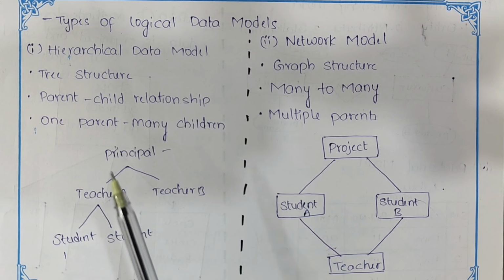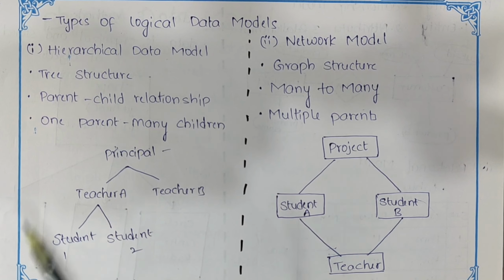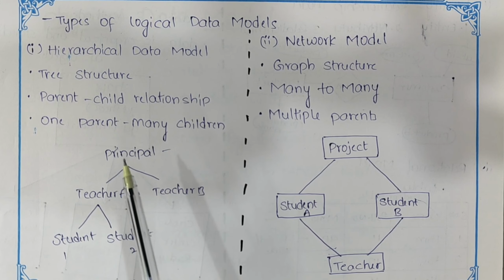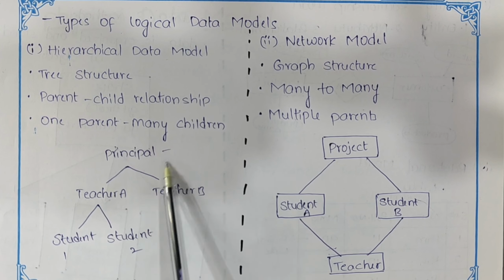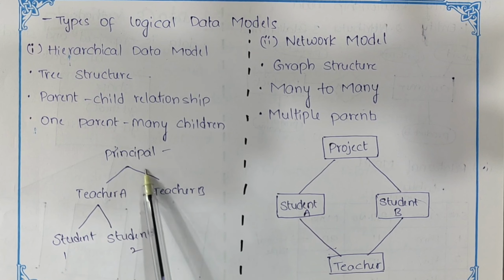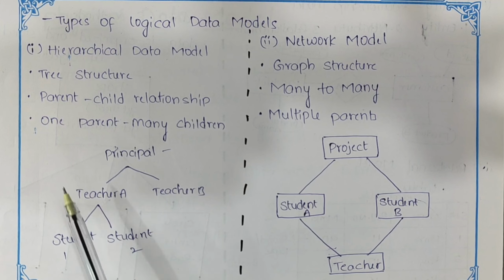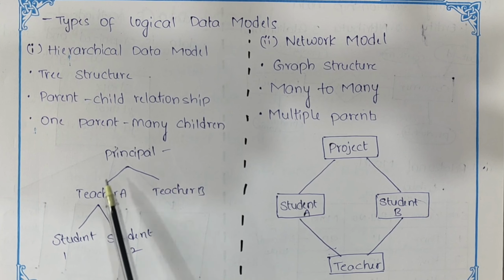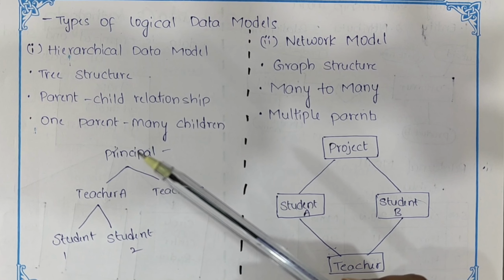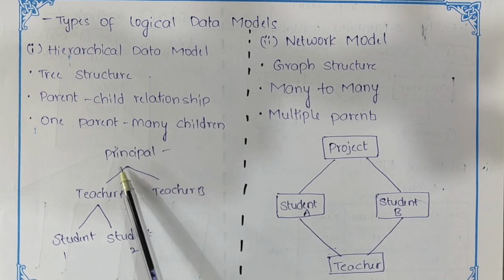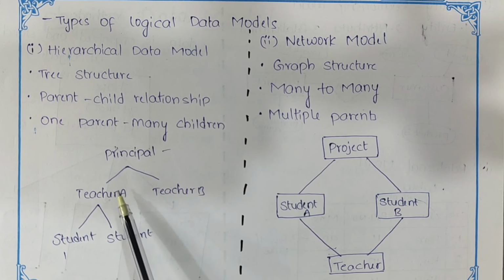There is no such rule like multiple children having multiple parents. In this, only a single parent can have multiple children. It follows like this. For example, let me consider a principal. The principal supervises teacher A and teacher B, whereas teacher A acts like a parent to student A and student B, and teacher A acts like a child to this principal. This is the hierarchical data model. It acts like a one-to-many property.